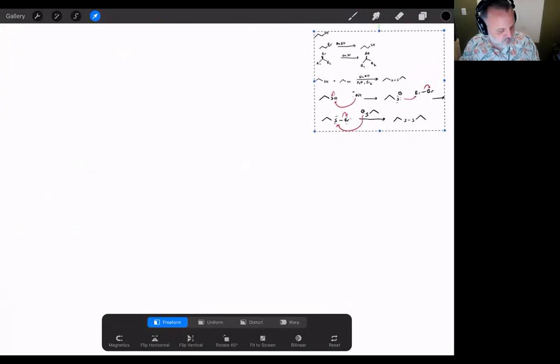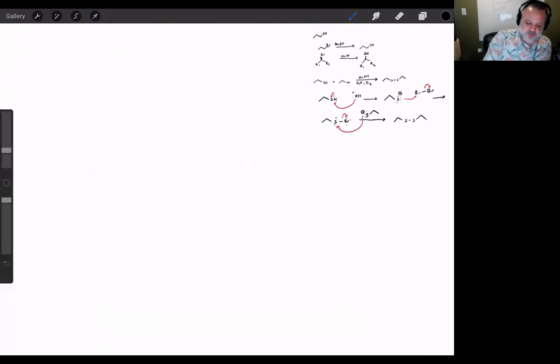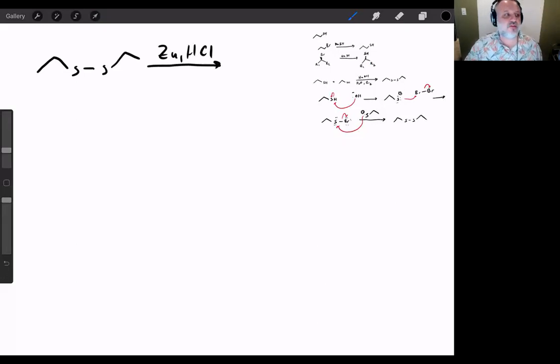I want to keep going with that, because once you've got a disulfide bridge, we can do some chemistry with it. And this is zinc and HCl, another one of these reagents that we're going to see several times this semester. So, what do you think? What do you think zinc and HCl is going to do? Have we run across this before? What do neutral metals tend to do? What kind of chemistry?